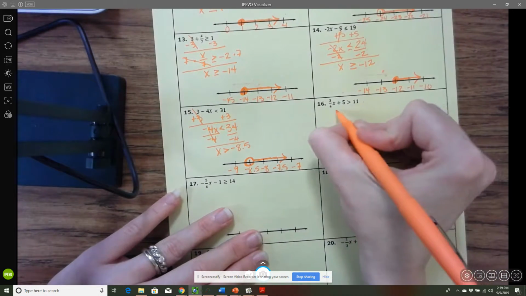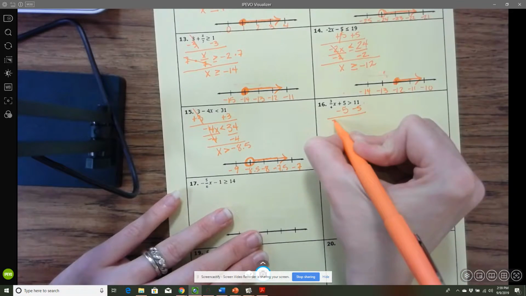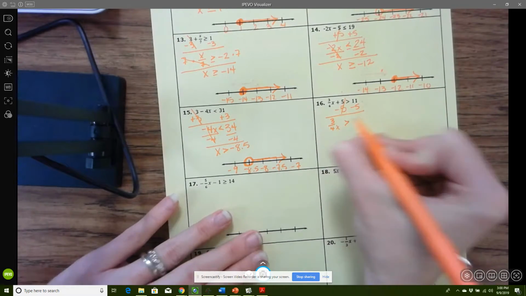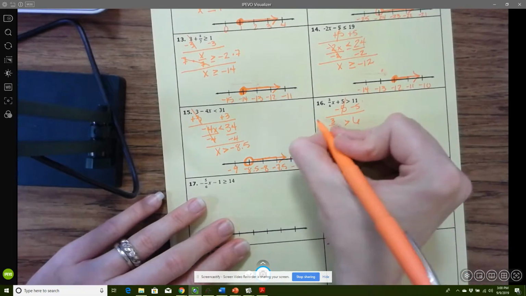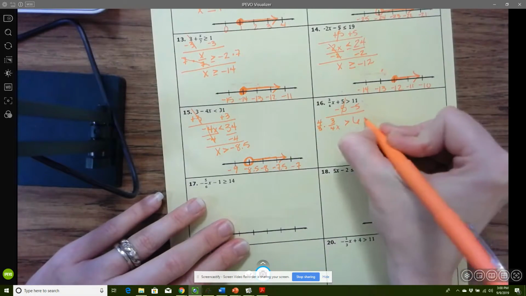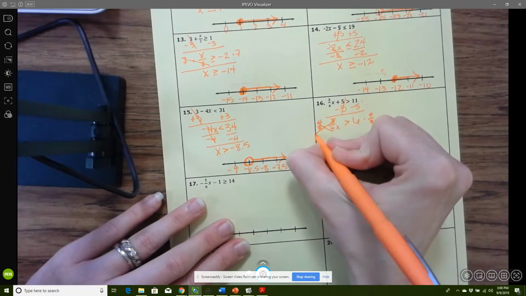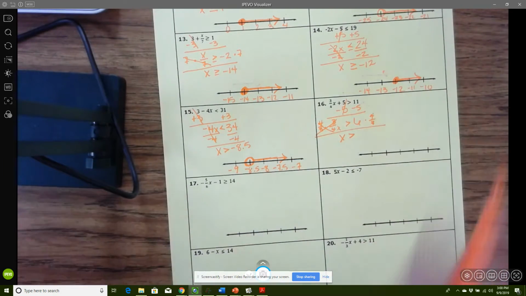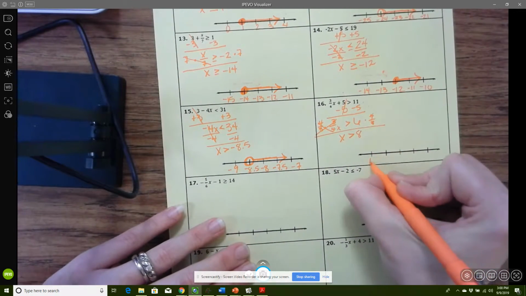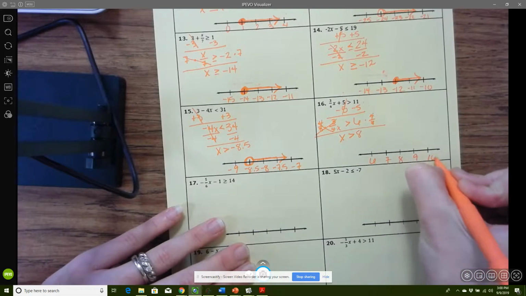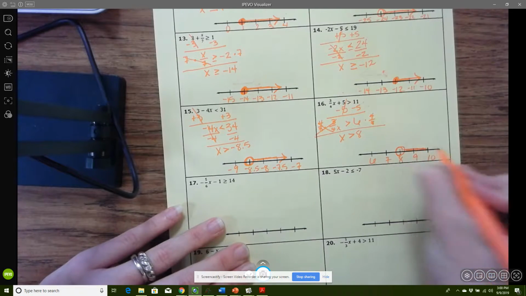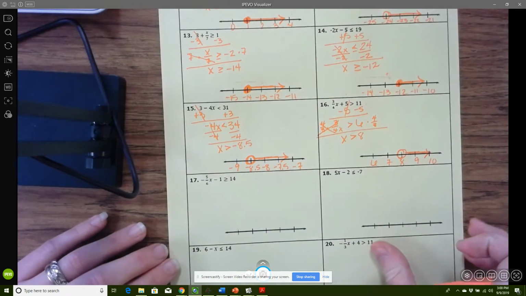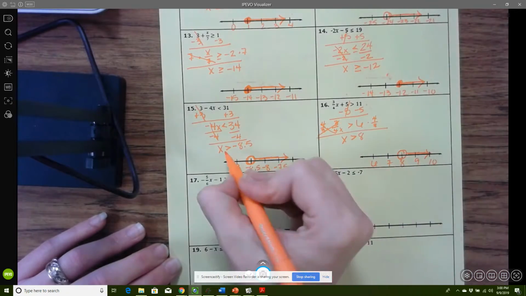All right, in 16, we're going to subtract 5 from both sides. So 11 minus 5 is 6. And then remember, to get rid of a fraction, we just multiply by the reciprocal. So this cancels. And then 6 times 4/3 gives me an 8. So open circle. And then x is greater than, so it's going to go to the right. Okay, did flip the sign there.